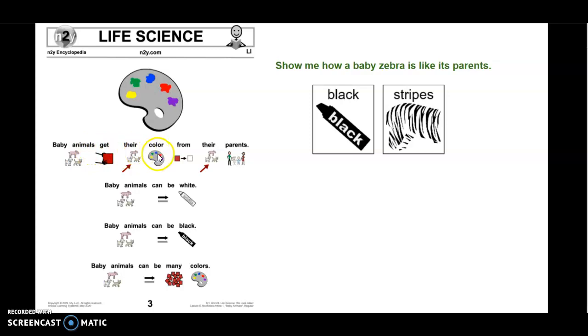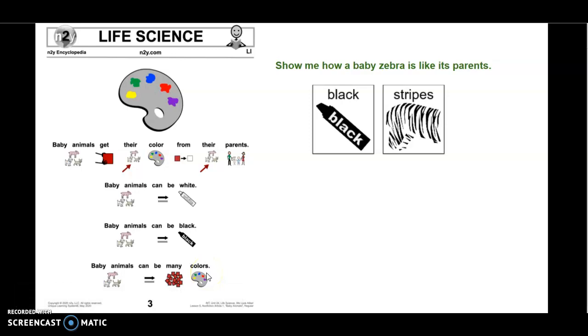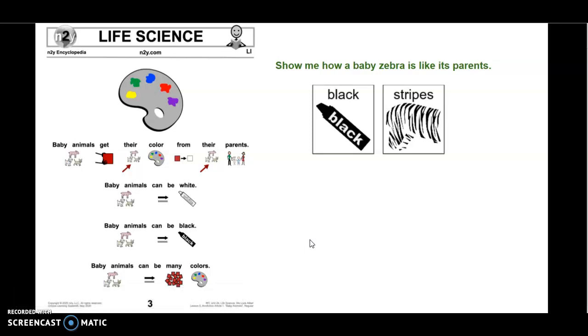Baby animals get their color from their parents. Baby animals can be white. Baby animals can be black. Baby animals can be many colors. Can you think of different colors animals can be? Yes, yellow, black, red, white, all the colors. Especially birds. Birds are lots of different colors.